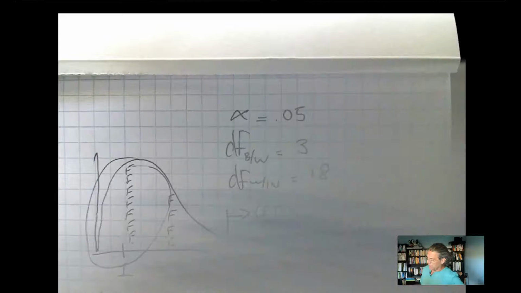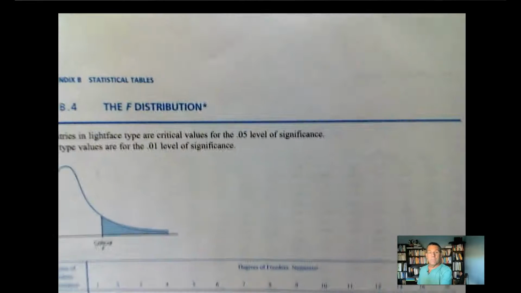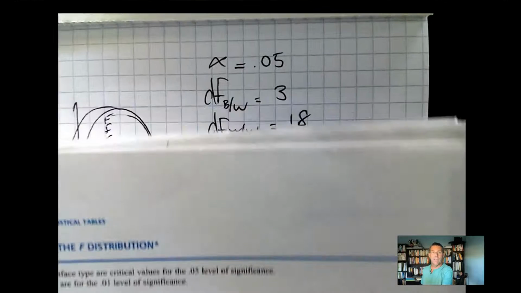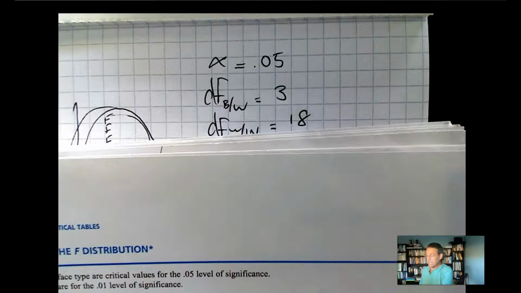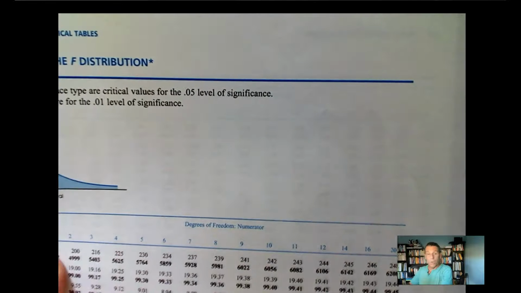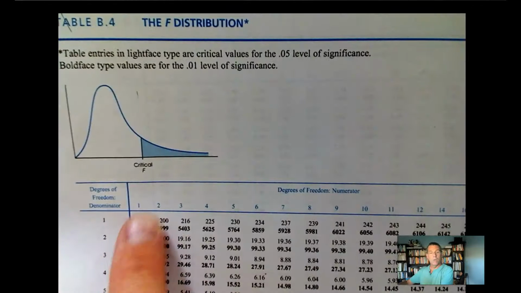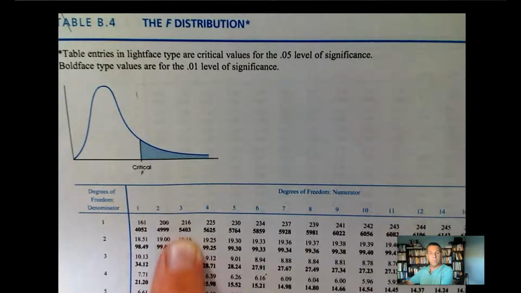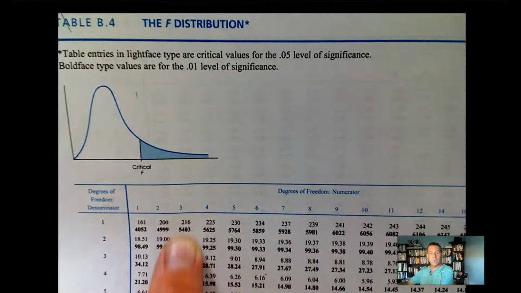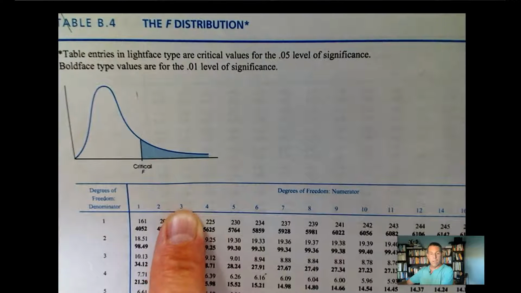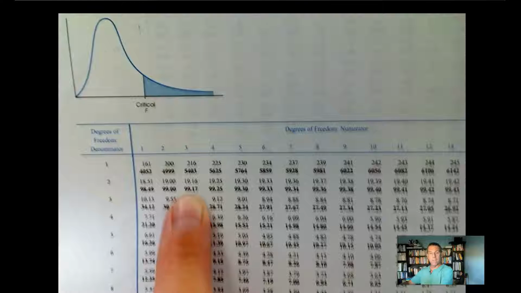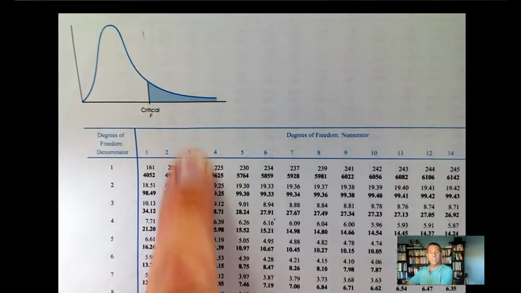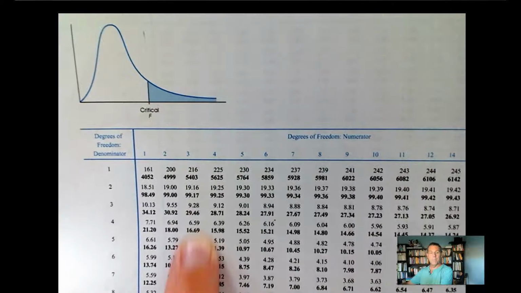All right, so we've got degrees of freedom, I'll try and show as much as I can here. Degrees of freedom 3 is our between. So up the top here, we're going to go 1, 2, 3. There's the degrees of freedom between. That's our degrees of freedom numerator. So there's our 3. So we're going to be in this column here. So we're going to get our F ratio cutoff somewhere in this column.